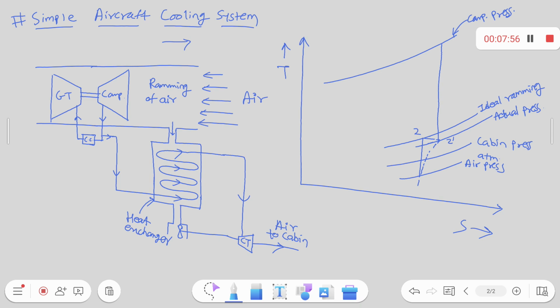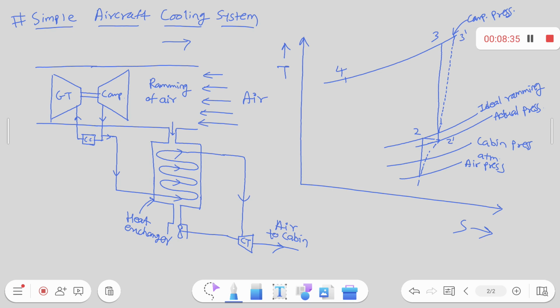Next process 2 to 3 dash. 2 dash to 3 is what? Isentropic compression inside the compressor. Because of the irreversibility, friction, in the actual compression the temperature will increase more than that of the ideal case. Right? So actual case will be like this. 2 dash to 3 dash. 2 dash to 3 dash is what? Actual compression. Right?